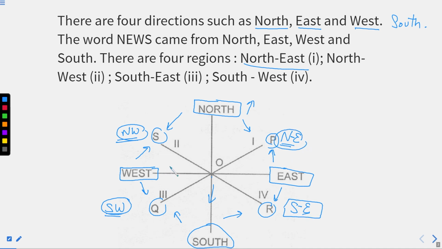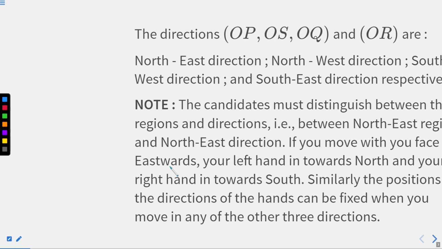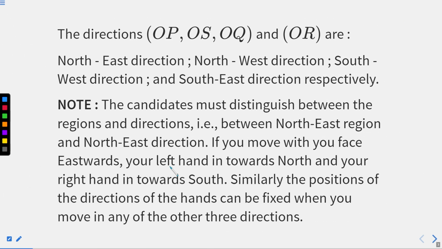Now I'll directly move to the questions part, where I'm explaining with the help of questions how the direction changes as per your position. For that, first we will read the first question, right? Before that, I have a few instructions that I have already explained. OP, OS, OQ, OR are the northeast direction, northwest direction, southwest direction and southeast direction respectively.